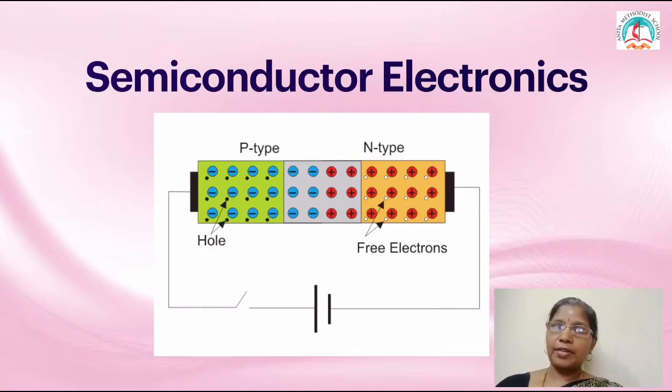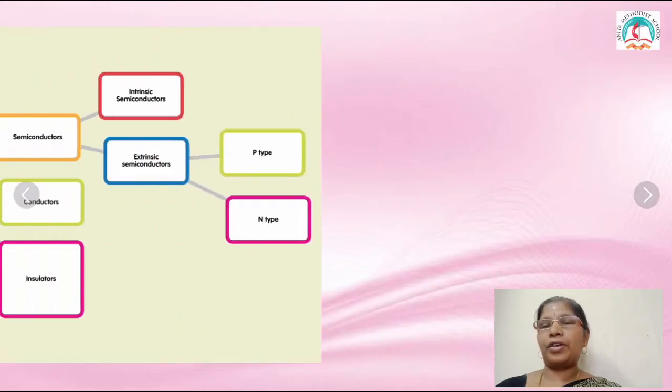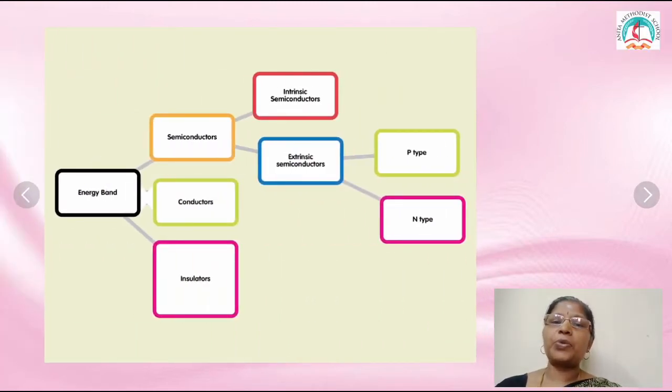Good morning, students. Now we are going to see the lesson Semiconductor Electronics. First, we will revise what you have learned in the last class. You learned about the energy band. With the help of the energy band, the materials are divided into three. The first one is conductor, the next one is insulator, and the next one is semiconductor.